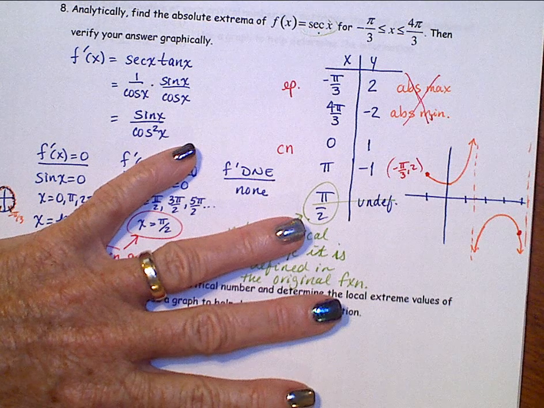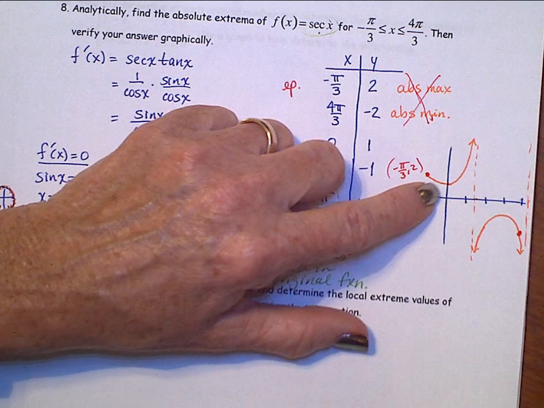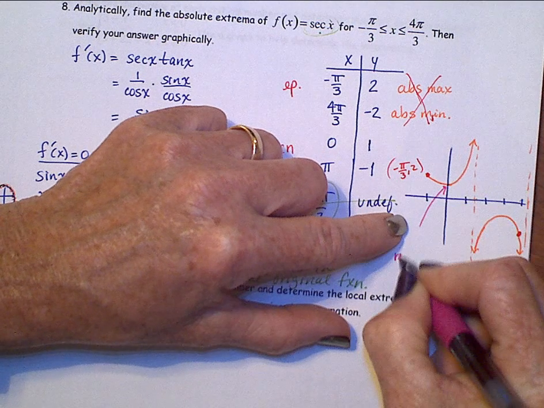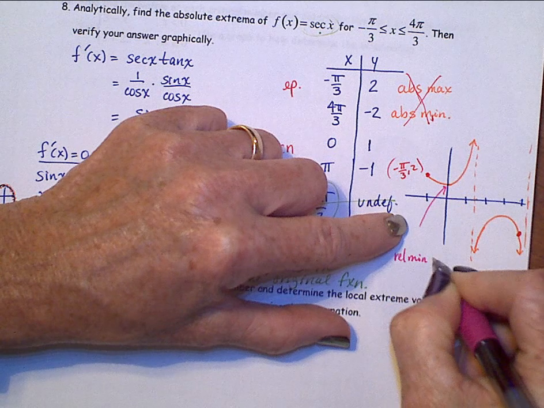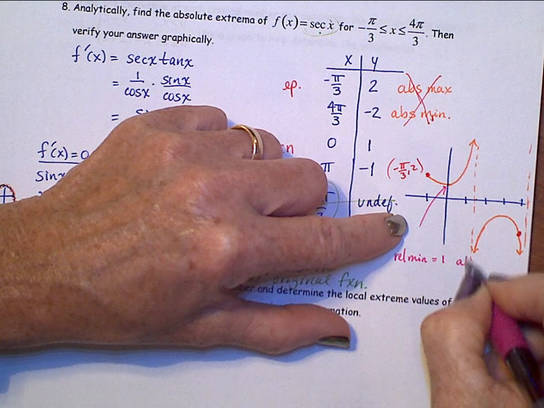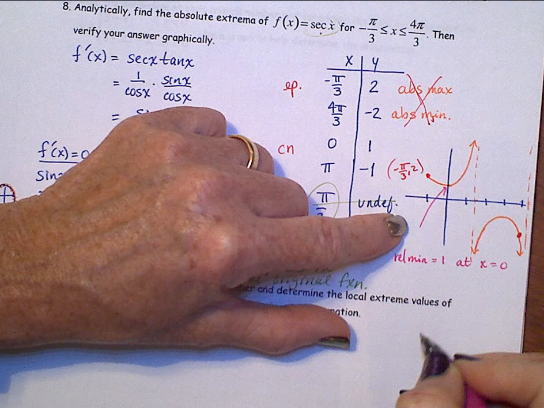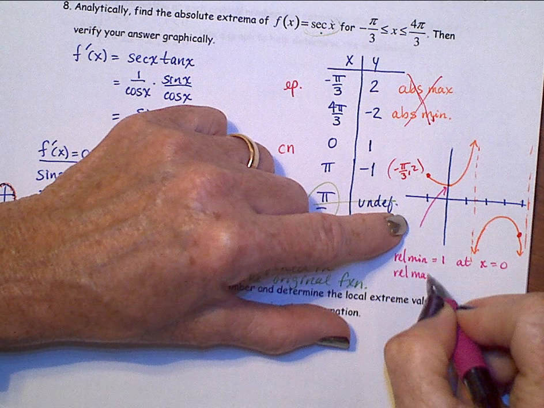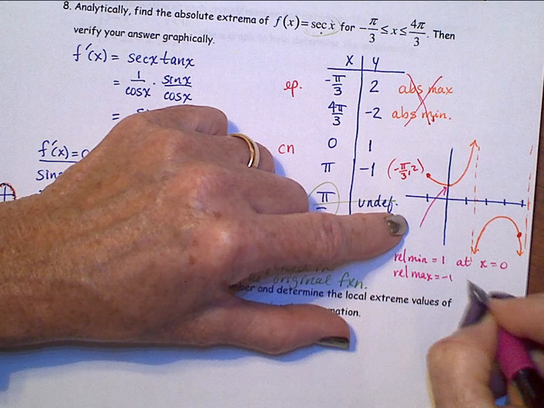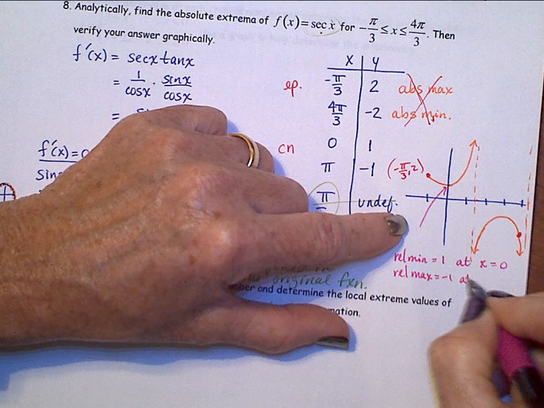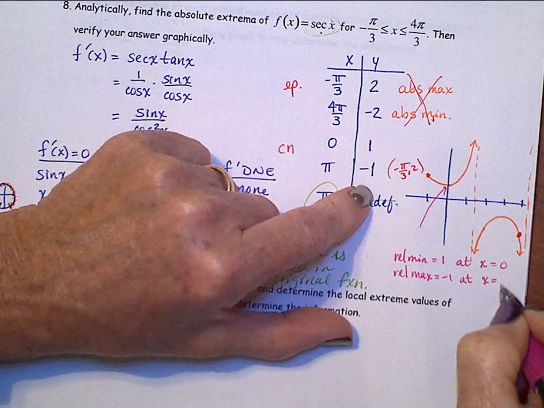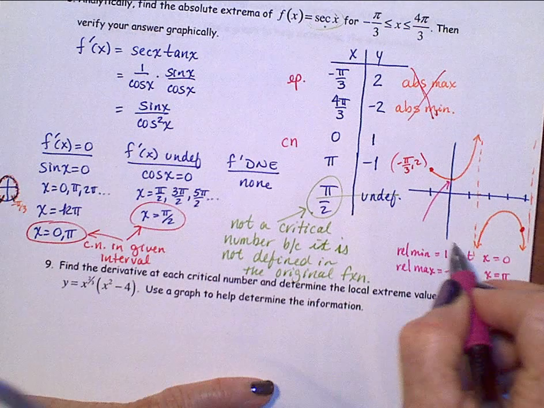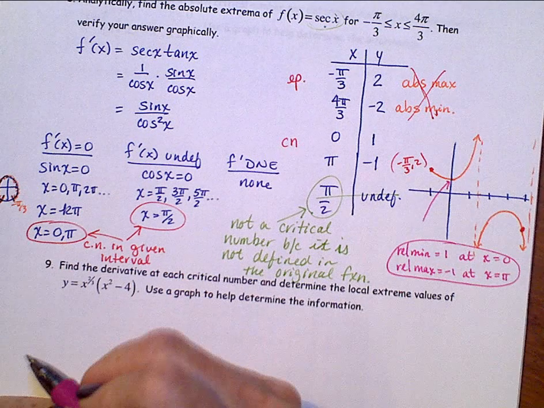Actually, we have a relative minimum right there. That relative minimum is 1, and it occurs at x equals 0. And we have a relative max of negative 1 at x equals pi. Here's the answer. So what happened here?